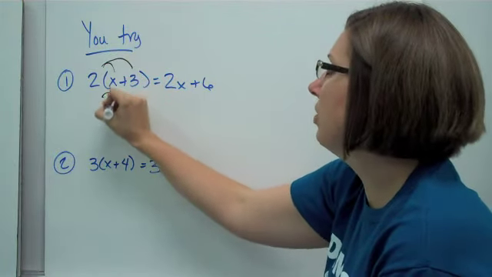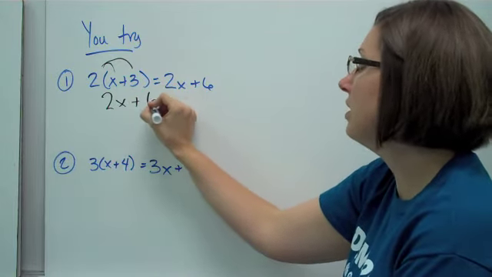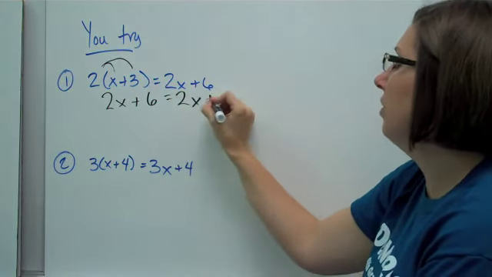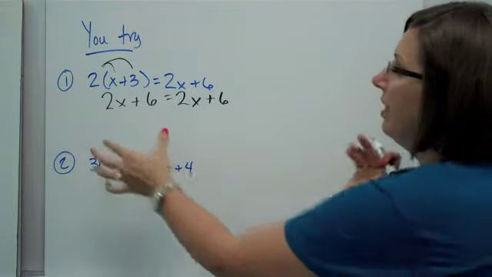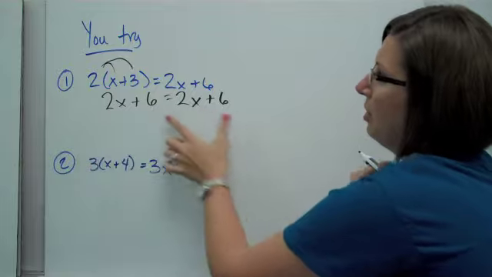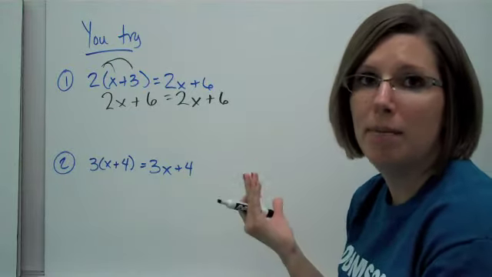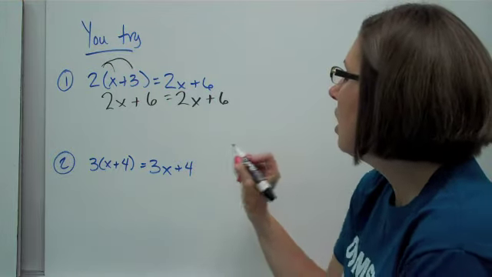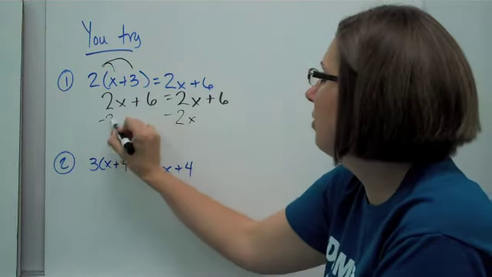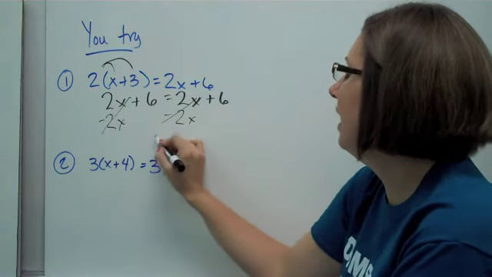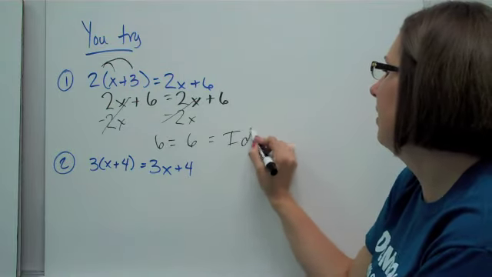2 times x is 2x. 2 times positive 3 is positive 6. Bring down the rest. If you notice, at this point, you've got the exact same two terms on both sides. So you're pretty good at assuming this is going to be identity. So I'm going to subtract the 2x from both sides. And I get 6 equals 6. So I've got identity.